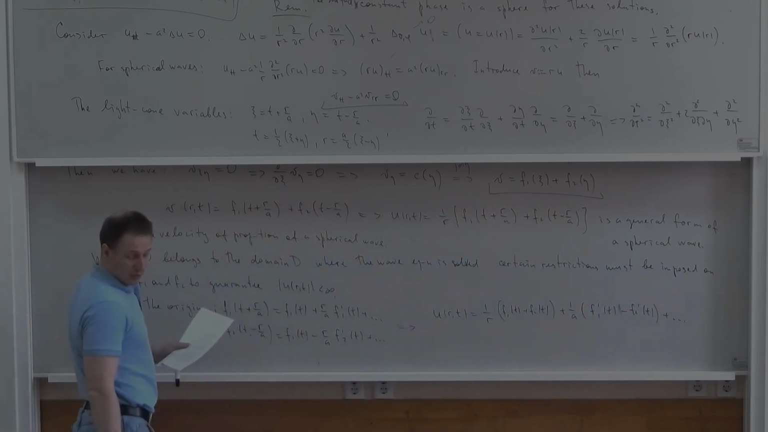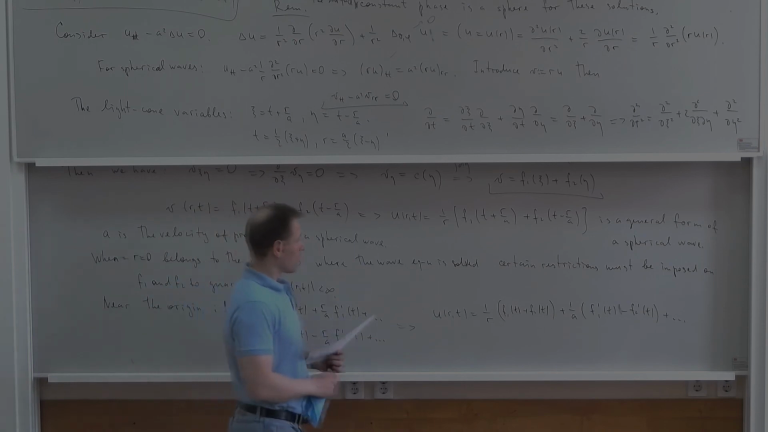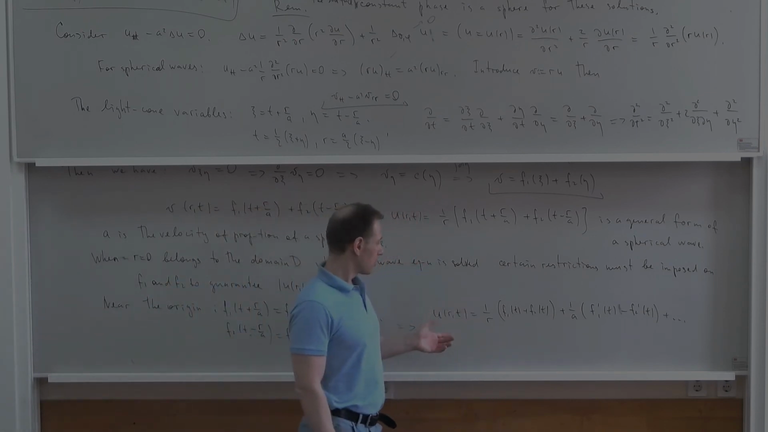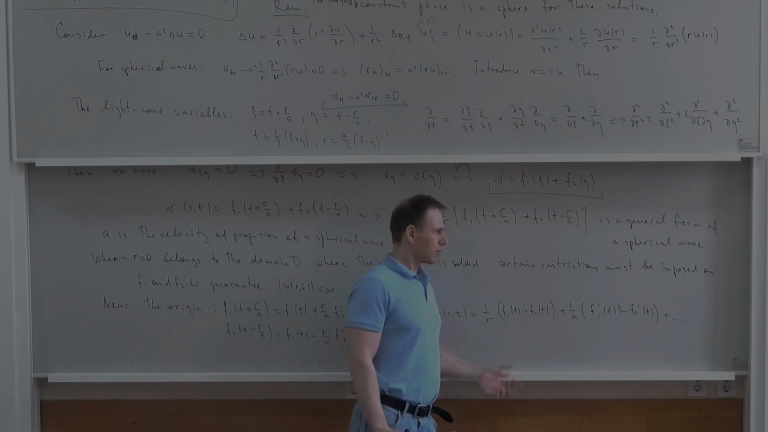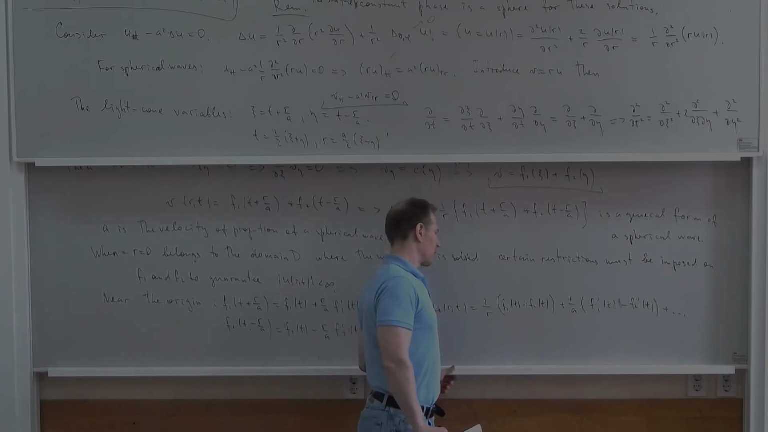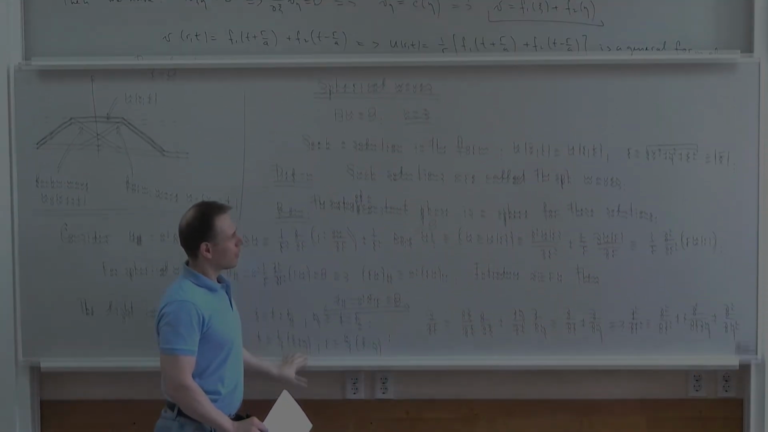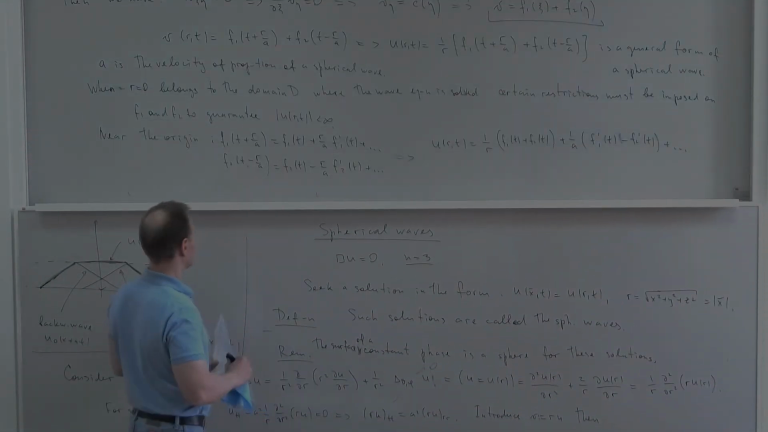thus it is clear that in order to provide regularity to the function u at the origin, one must require that f1 is equal to minus f2.